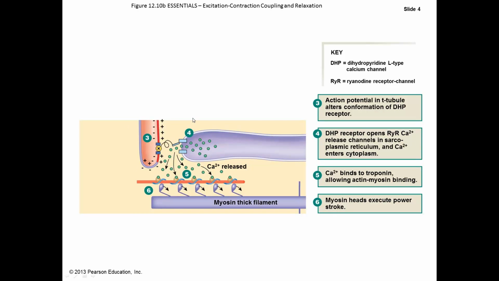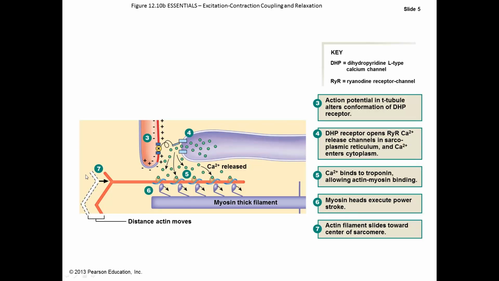So, let's go back to our overview. We have calcium released and bound to the thin filament. Myosin is binding after the tropomyosin moves, and then it executes a power stroke. The thin filaments will move relative to the thick filaments towards the center of the sarcomere.